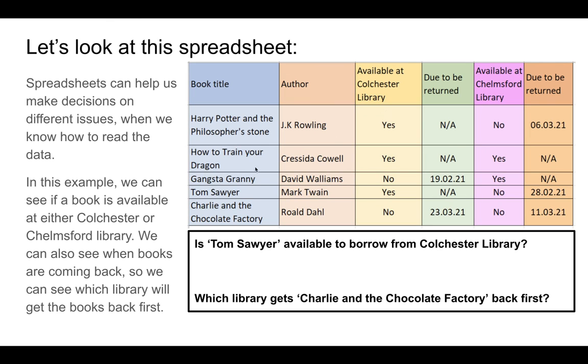So if we were to look at Tom Sawyer, for example, if we wanted to see if it was available to borrow from Colchester Library, we look for the title, go across, and yes, it is available at Colchester Library.